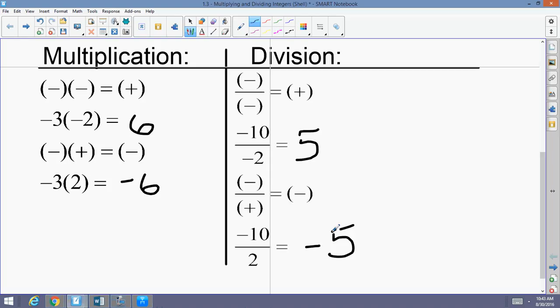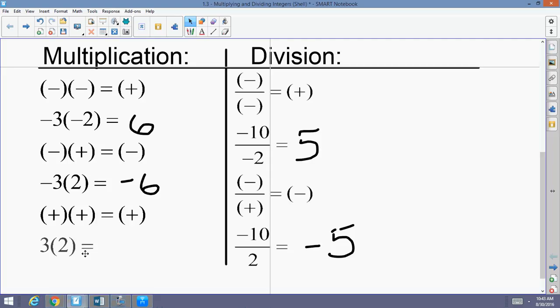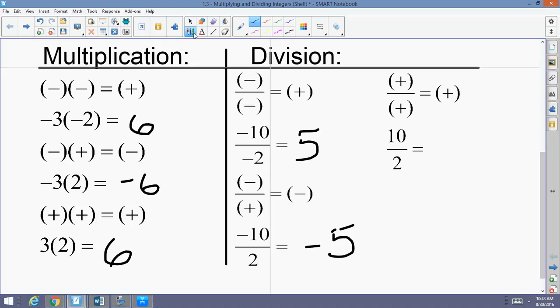And then, of course, a positive times a positive is a positive. So 3 times 2 would be just positive 6. And of course, for division, it's the same exact rule, gentlemen. A positive divided by a positive is a positive. So if I gave you the example 10 divided by 2, that would equal positive 5.